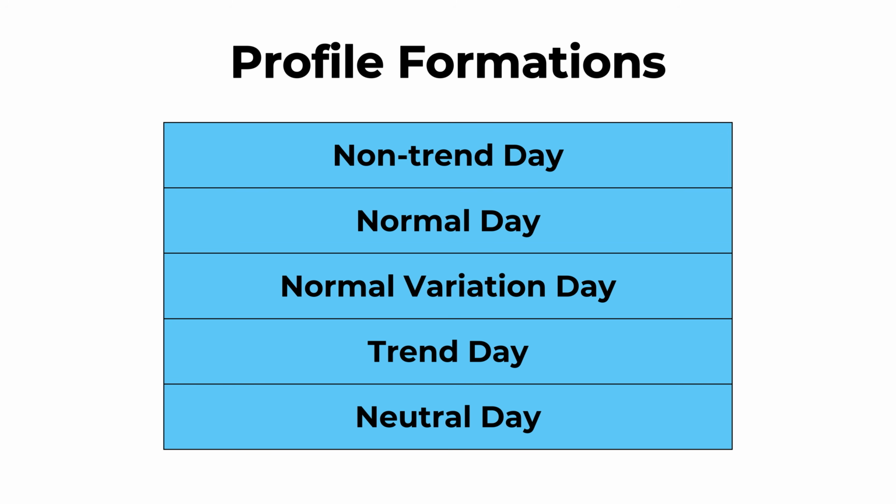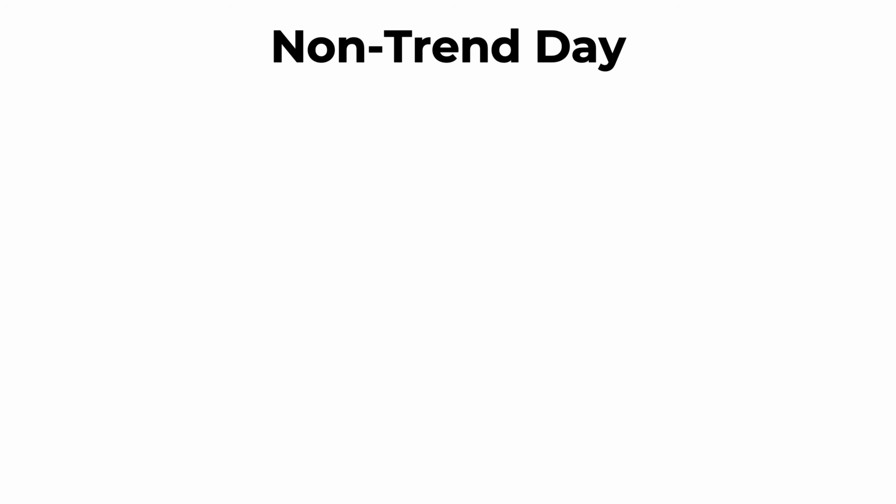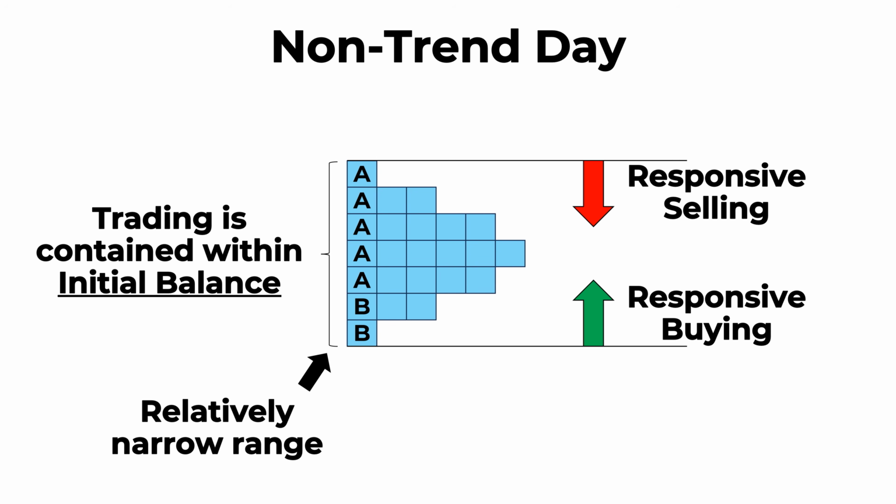Let's begin by analyzing the overall structure of the non-trend day profile formation. The non-trend day occurs when trading is contained within the initial balance, with the added detail that the initial balance is not too wide. Since trading activity doesn't go outside the initial balance, the non-trend day is a result of short-term traders speculating around fair value.